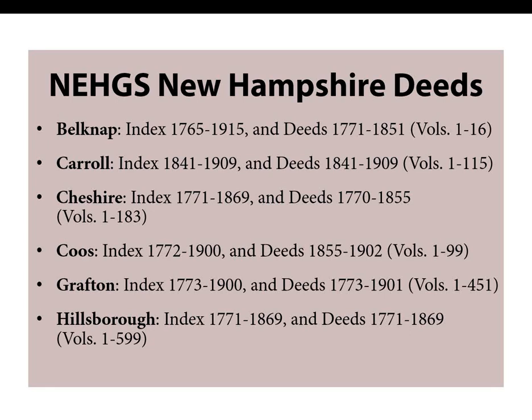Now, some of them have an overlap. For instance, if you look at Belknap, it has an index back to 1765. So somebody went through the old Rockingham County deeds and abstracted those that fell geographically in Belknap through 1771. And then they have the actual deeds recorded in Belknap in 1771. So there's a little bit of an overlap in some of them.